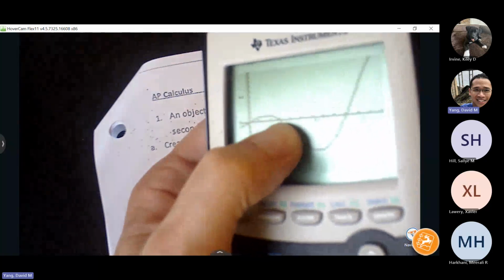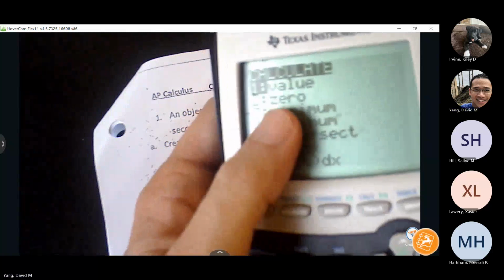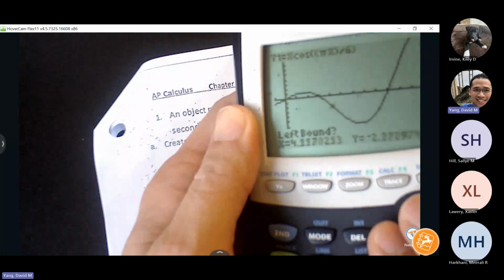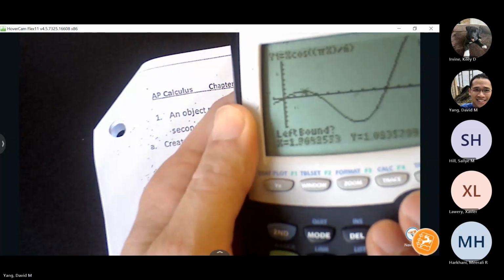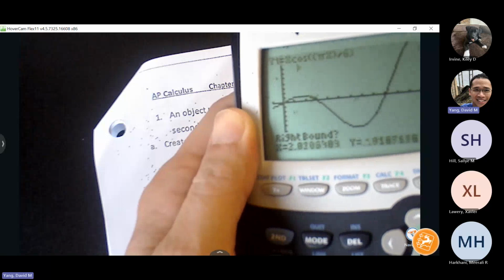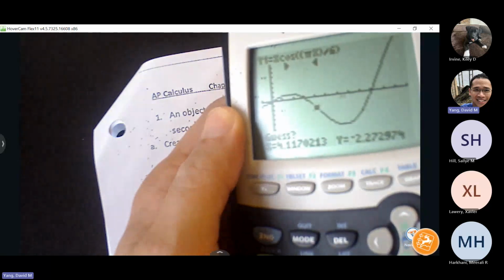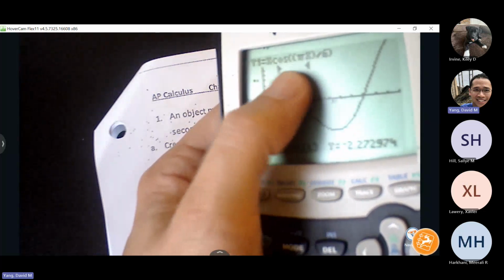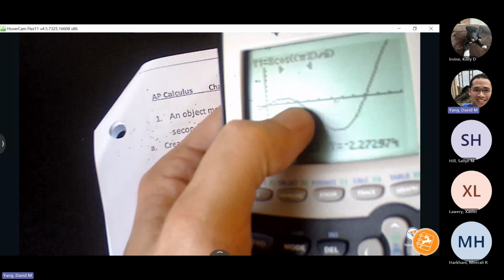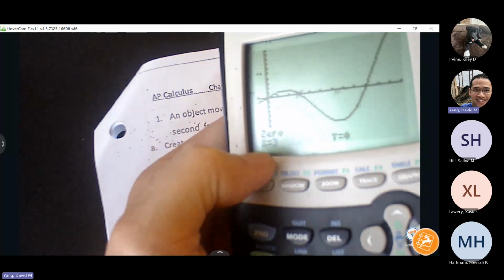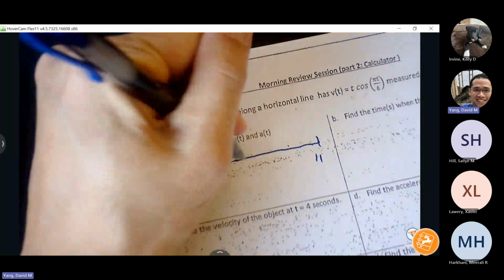Okay, I'm going to find my critical point here. I'm going to use that zero feature to find my x-intercept. So do second trace, select your zero feature. I'm going to pick a point to the left of my x-intercept. I see my first x-intercept here, so hit enter. And then scroll to the other side of your x-intercept, hit enter. And the calculator is going to go and find it for you. It's going to look between the two points that you identified. Hit enter a third time for guess. Okay. So we have our first critical point being at 3.